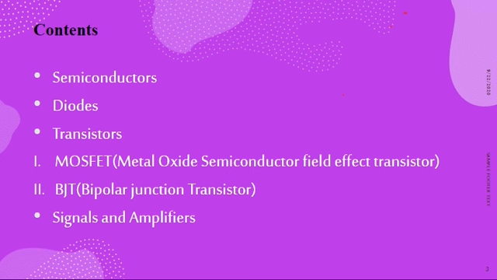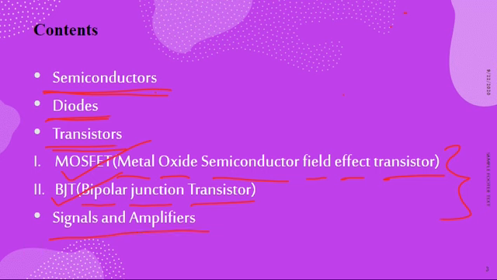So let us begin. This course is divided into 5 modules. The first module is semiconductors, second is diodes, third is transistors. Transistor is further divided into 2 parts. First part is metal oxide semiconductor field effect transistor, that is represented by MOSFET. The second one is your bipolar junction transistor, which is represented by BJT. In the last module, that is the fifth module, we will be covering signals and amplifiers.